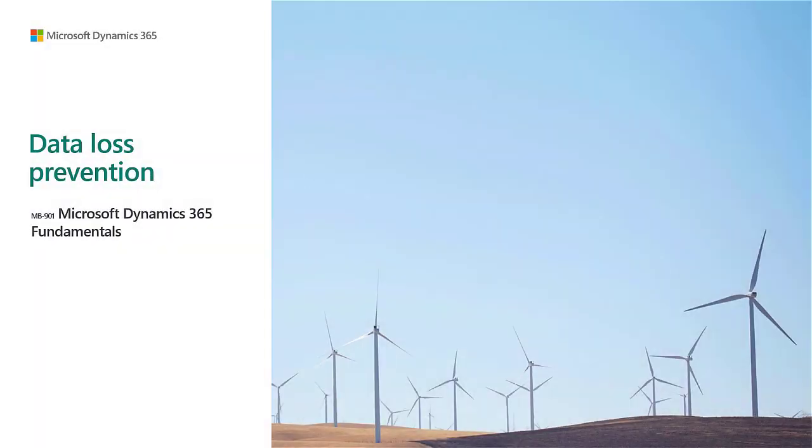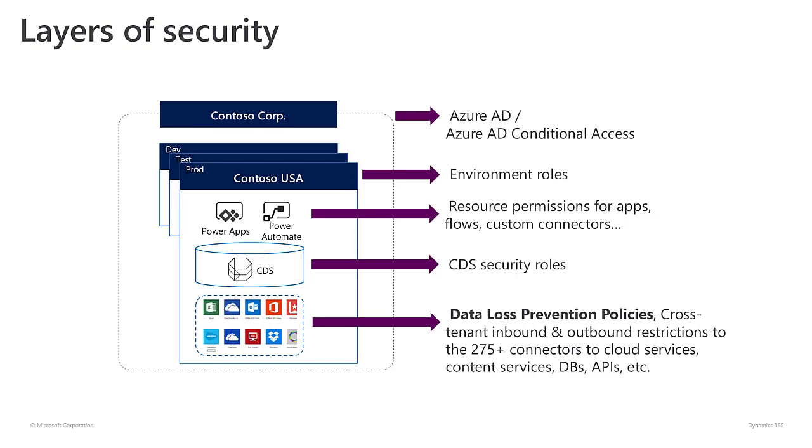Welcome, and in this section we're going to talk about data loss prevention. Data loss prevention is part of the overall layers of security that the Power Platform and Dynamics 365 offer. This starts with the Azure Active Directory when a user logs in and goes all the way through the layers, as you go through the security roles to where you're working with connectors and you have the data loss prevention policies, which we'll be talking about in this section.